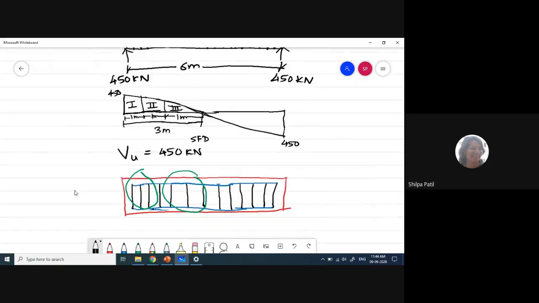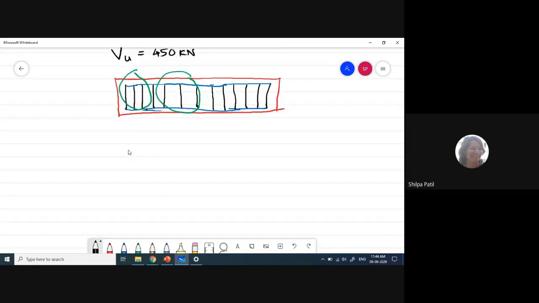Let us start with the design now. Design, zone 1. Let us consider the design for zone 1 first. What is the shear force in this zone? The maximum shear force, 450 kilonewton, correct.